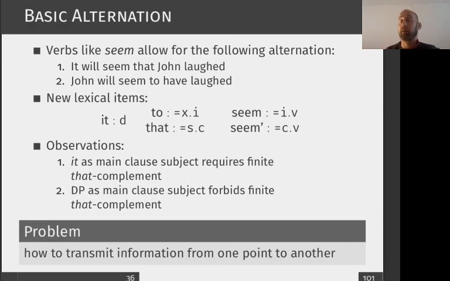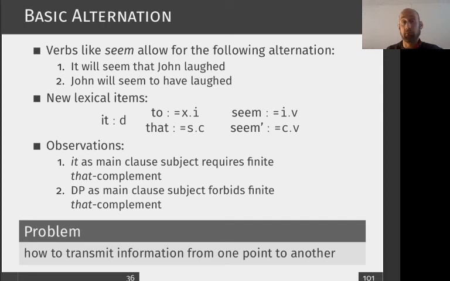So let's expand on our analysis. Verbs like seem allow for the following alternation. What I mean is I want to generate these new sentences. Our previous analysis was able to generate some English sentences, but there are a lot more English sentences, and I'd like to generate them all. But I'm not going to generate them all at once. I'm going to expand our analysis slowly. The next batch of sentences I would like to account for are those in 1 and 2. It will seem that John laughed, and John will seem to have laughed.